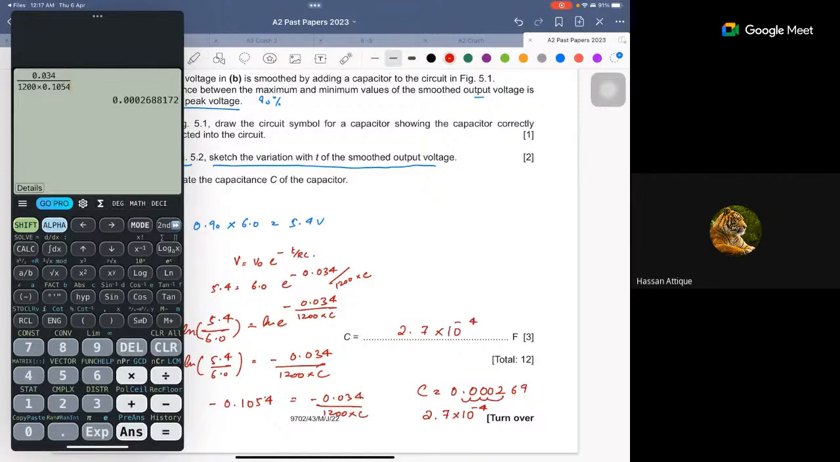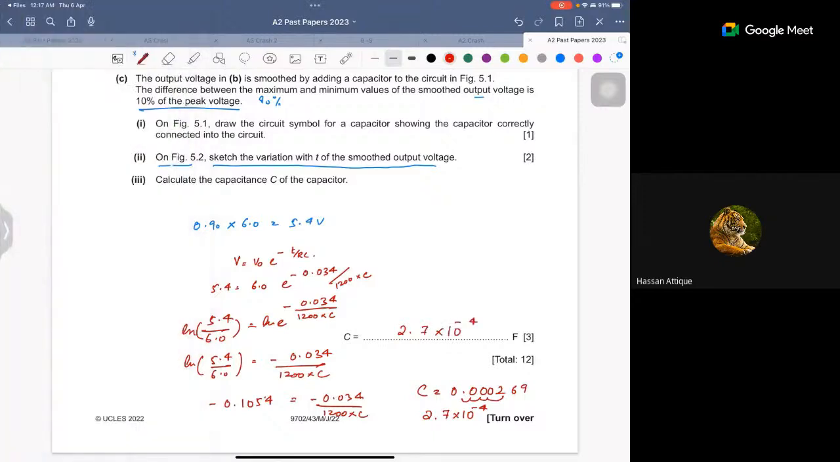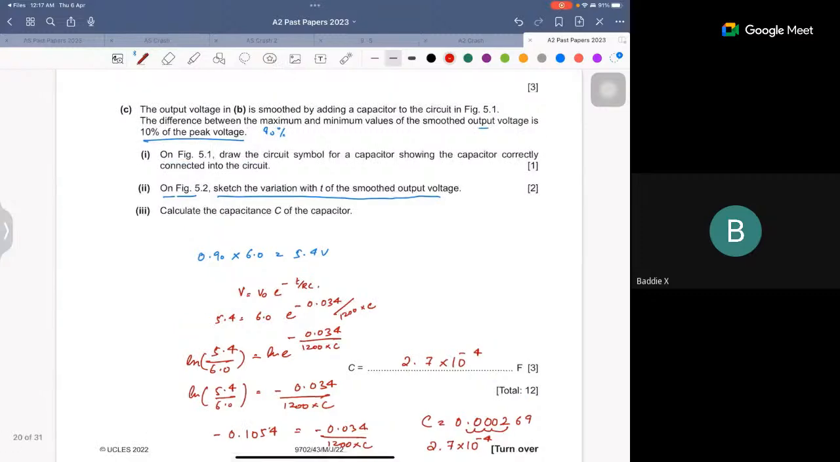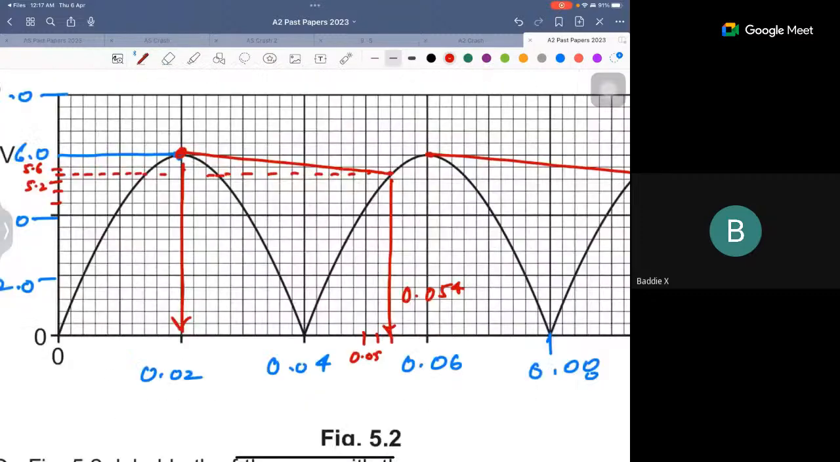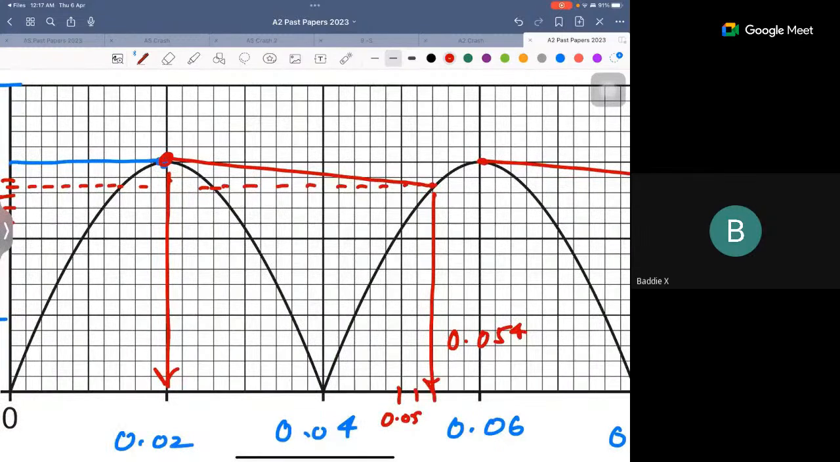All right, everyone. Please let me know if you have still difficulty in understanding this. Sir, the only question I have is where did you get 0.034 for the time? I got it from the decrease. I know the capacitor discharges from the peak from here till this point, and I got the difference in time by reading off the graph.